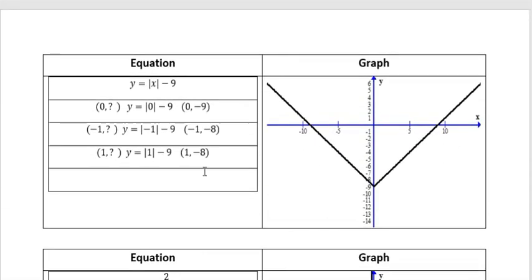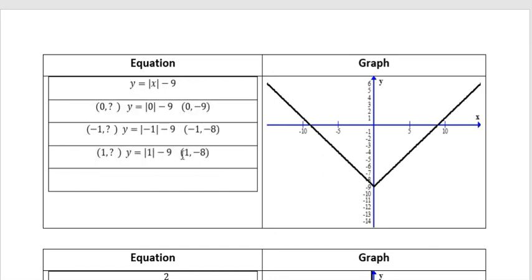Okay, another type of equation is an absolute value equation. That is y equals the absolute value of x, minus 9. If x is 0, the absolute value is 0, so we get -9. The absolute value of -1 is 1, 1 minus 9 is -8. But what about if we plug in -1 or 1? Is it the same?